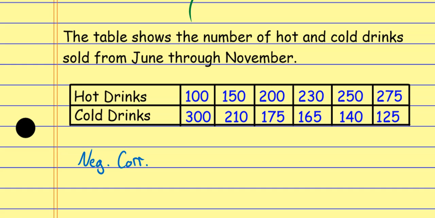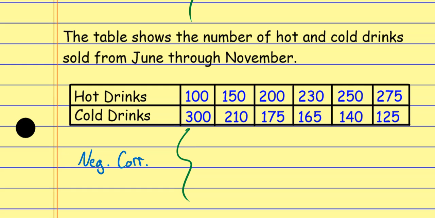But now we want to go beyond that and say, okay, is there causation? All right, so there's a negative correlation: as the number of hot drinks sold increases, the number of cold drinks sold decreases. That's negative correlation. But does the number of hot drinks sold cause the number of cold drinks sold to go down? Does selling more hot drinks necessarily make the number of cold drinks sold go down?